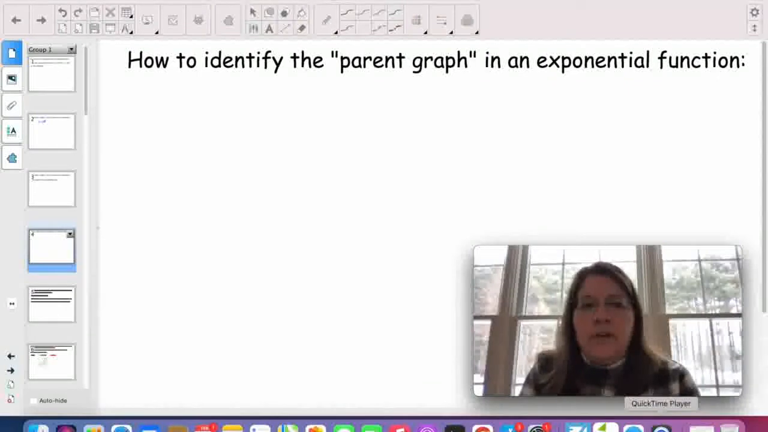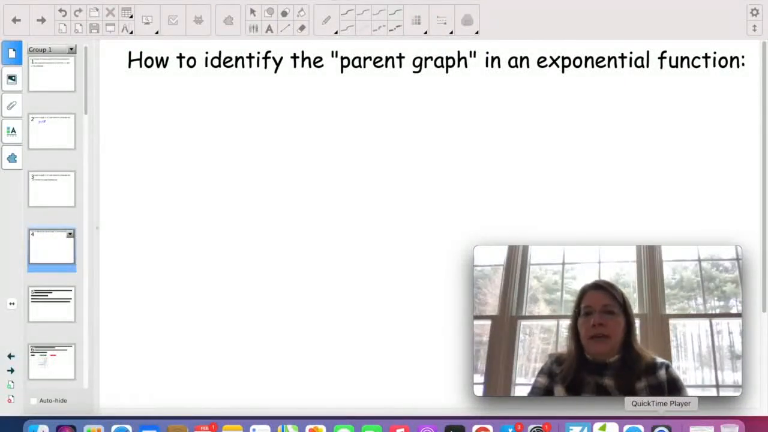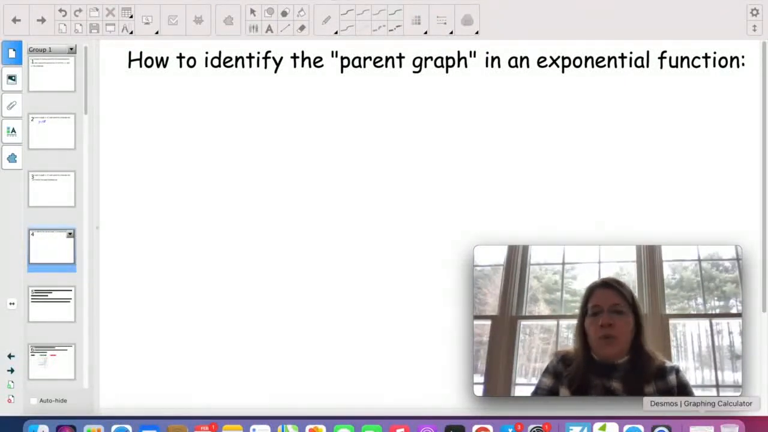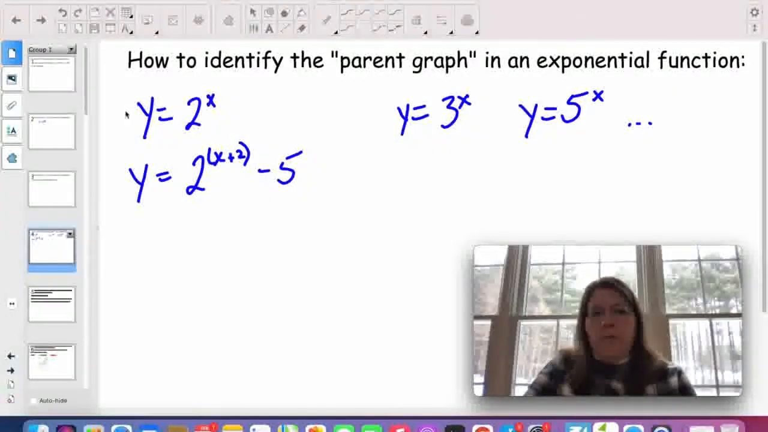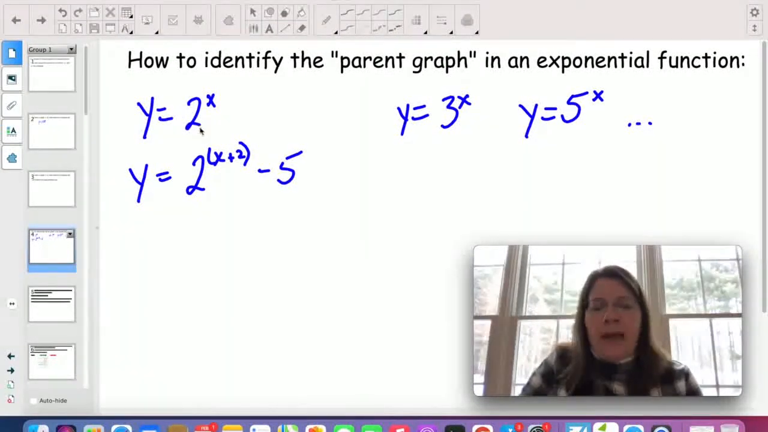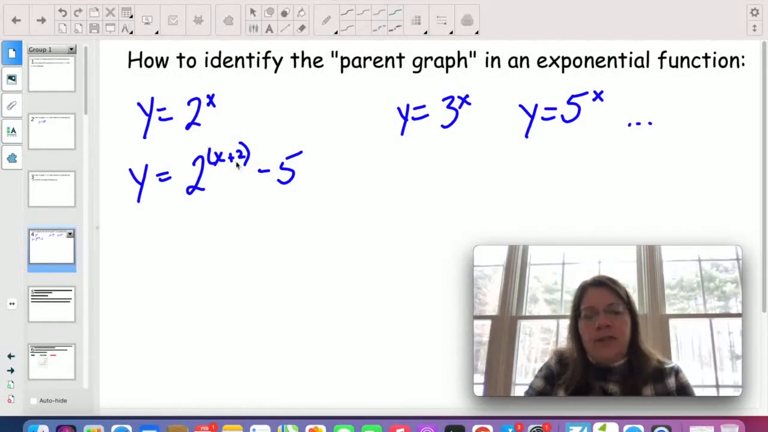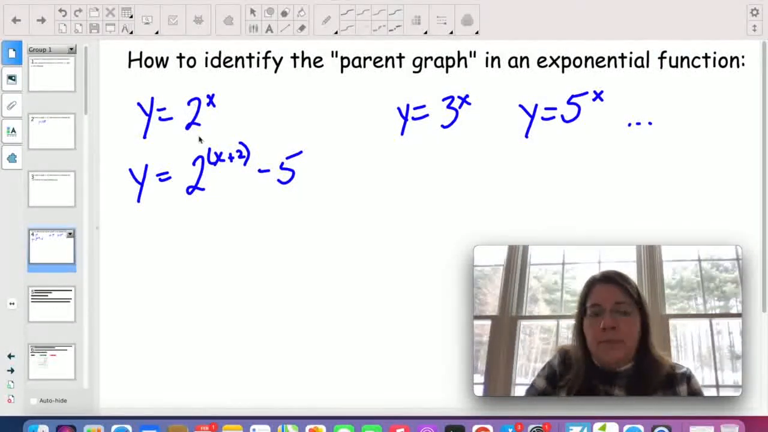It's also very important to understand what the parent graph in an exponential function is, and I'm just going to explain that to you real quick. Here I've got 4 different exponential equations. The one that we've been talking about is y equals 2 to the x. Now, I can do transformations on that graph by adding or subtracting something to the x part and then adding or subtracting something to the whole thing on the outside. So this would be considered the inside, this would be considered the outside. And when I have y equals 2 to a power, whether there's something added to that or added on the outside, doesn't matter. The y equals 2 to the x would be considered my parent graph.